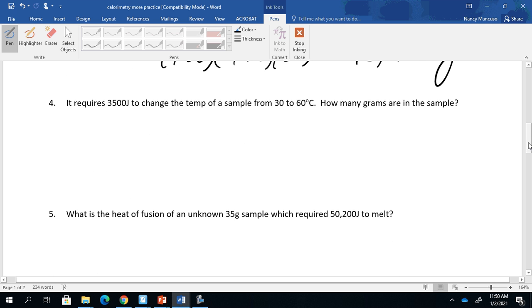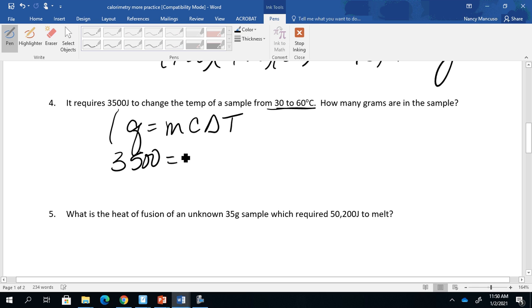All right, next one. It requires 3,500 joules to change the temperature of a sample from 30 to 60. How many grams are there? So this time I'm going to solve for m, and I'm changing the temperature. So I want Q equals mCΔT. This is my Q, so 3,500 joules is how much it needs. m is my x. That's what I'm going to solve for. They're asking me to find the mass. C is 4.18. And I'm changing it from 30 to 60. That's a change of 30 degrees.